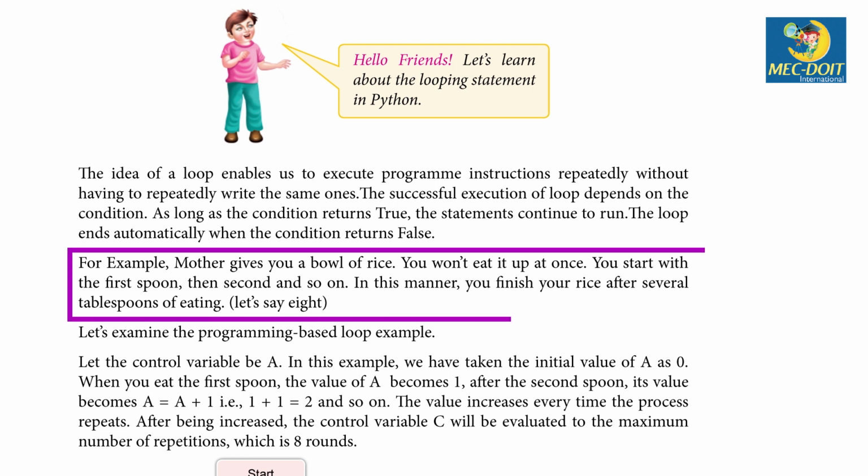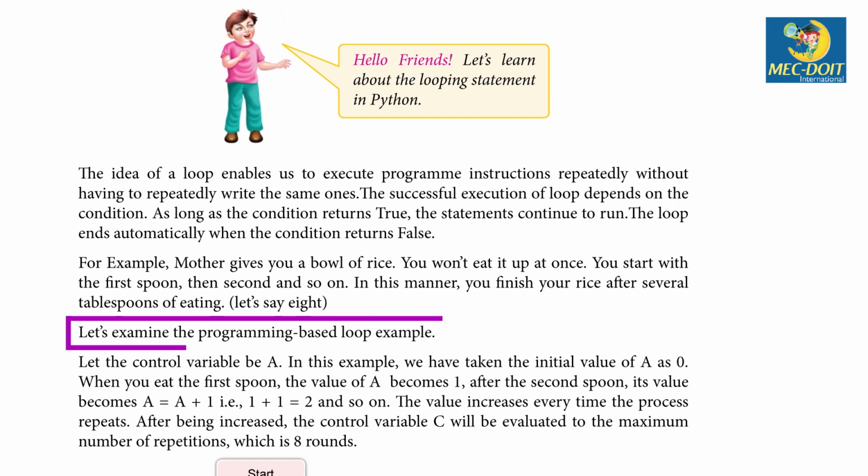For example, mother gives you a bowl of rice. You won't eat it all at once. You start with the first spoon, then the second, and so on. In this manner, you finish your rice after several spoonfuls. Let's say 8. Let's examine the program-based loop example.